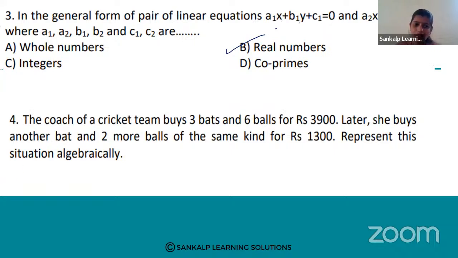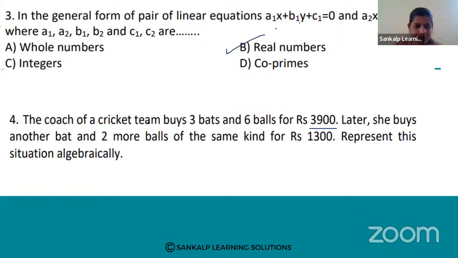Next. The coach of a cricket team buys 3 bats and 6 balls for rupees 3,900. Later, she buys another bat and 2 more balls of the same kind for 1,300. Represent this situation algebraically. That means it is in statement form. We need to write this in the form of equation.